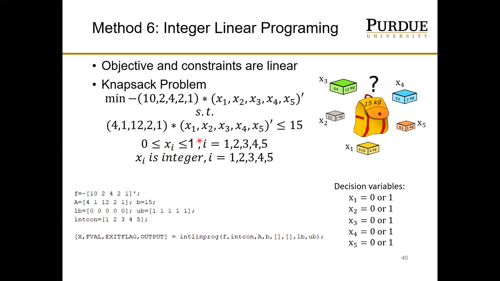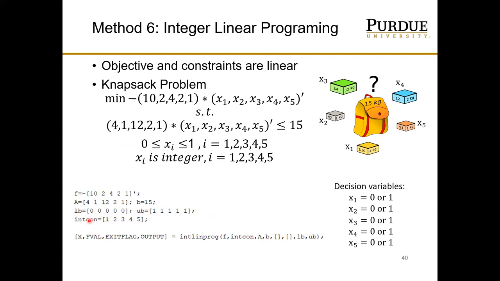Then for MATLAB, you only need about 4 or 5 lines to solve it. The first line, f, is the coefficients. A is the constraint coefficients, and b, 15, is the right-hand side of that constraint. It's an equality constraint or less-than-or-equal constraint. Then you have a lower bound, 0, 0, 0, 0, 0, for the 5 variables. And the upper bound will be 1, 1, 1, 1, 1 for the 5 integers. So you can see this is the bounding.